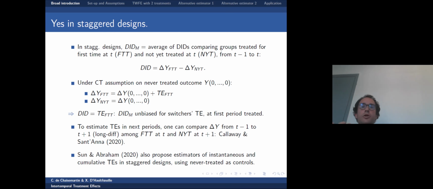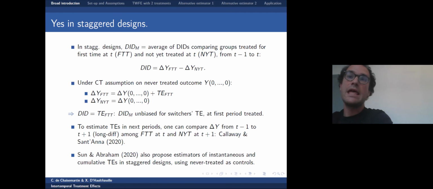And accordingly, it's possible to show that under a common trend assumption of the never treated outcome, now, because we allow for dynamic effects, we change the notation and have potential outcomes that can depend not only on your current, but also on your past treatments. So under a common trend assumption on this never treated outcome, it's possible to show that DIDM is going to be unbiased for switchers' treatment effect at the first period where they're treated. So this estimator remains a valid estimator if you allow for dynamic effects when the treatment is binary and your design is staggered.